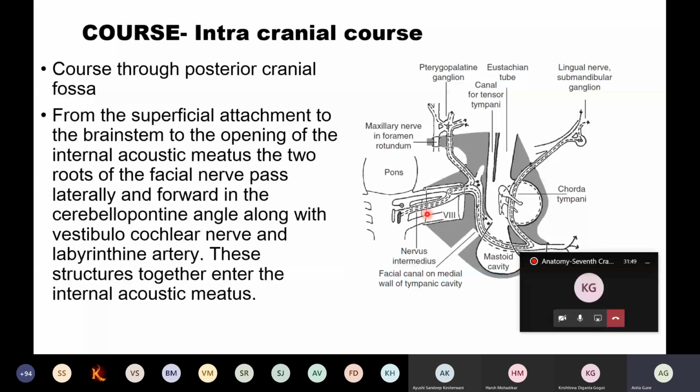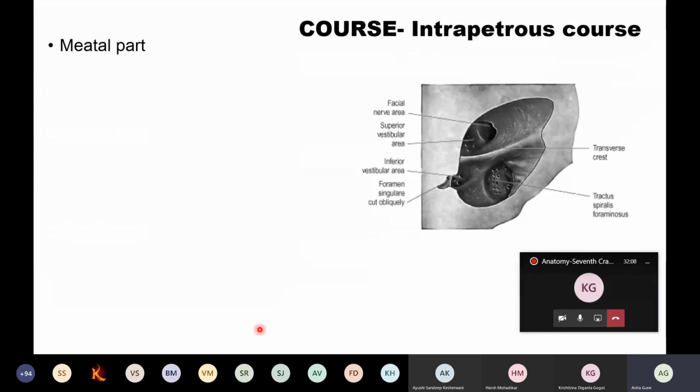In the internal acoustic meatus, the 7th and 8th nerves go together. Along with that, it will have the labyrinthine artery. So the structures entering the internal acoustic meatus are the 7th cranial nerve, facial, the vestibulocochlear, and the labyrinthine artery. Now, the internal acoustic meatus will take it to the petrous part of the temporal bone.